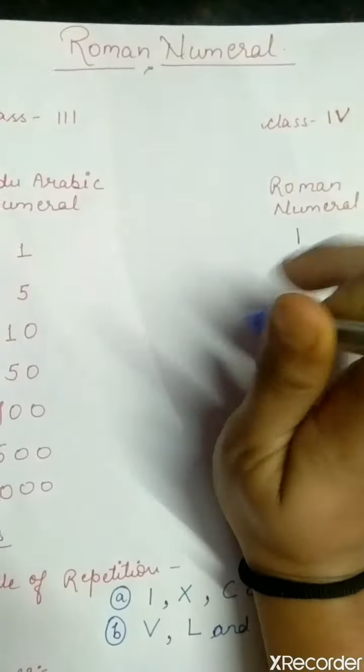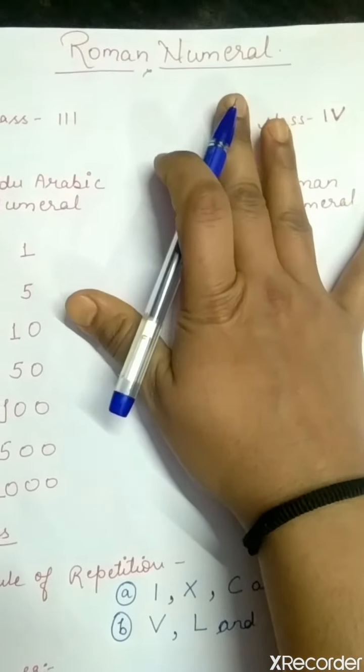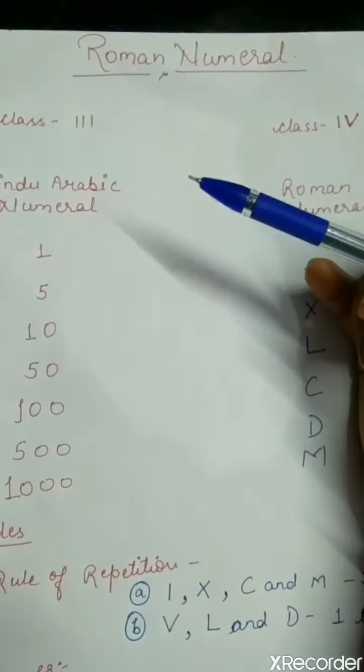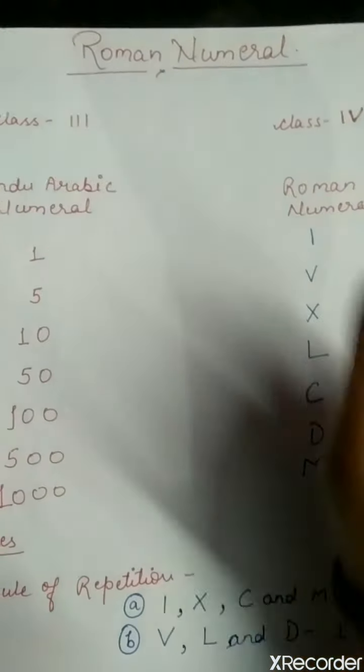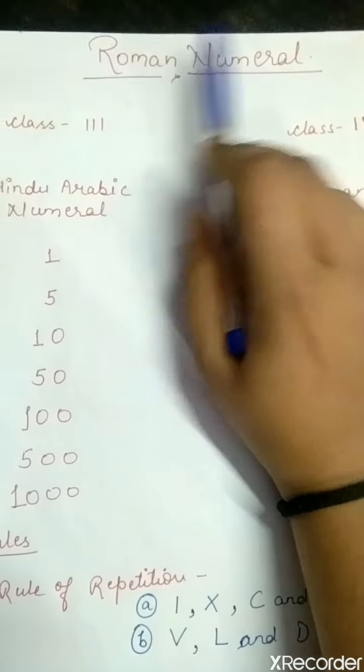Before starting this topic, we require two things: one maths copy and another one, your pen. That's it, so that you can note down all the points. Okay, so let's start. Roman numeral.